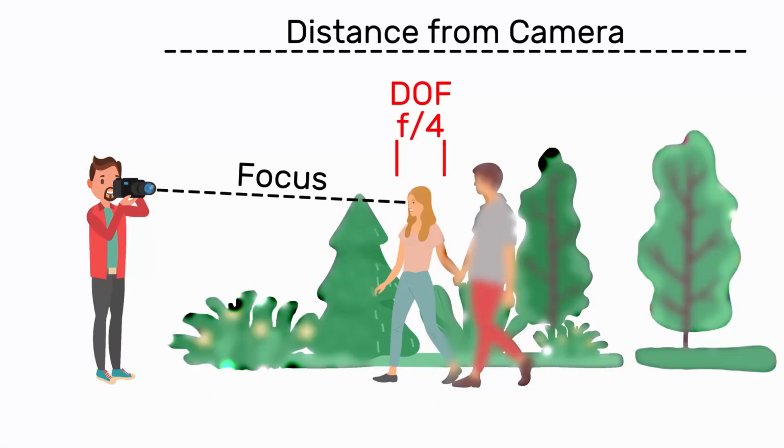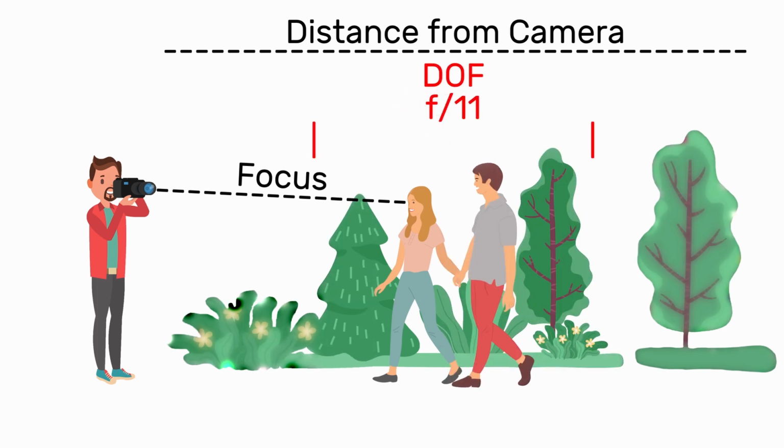The wider your aperture setting, the lower your f-stop number, the less you will have in focus. The narrower your aperture, the larger the f-stop number, the more you will have in focus. Lenses with wider aperture settings like f2.8 and below are more capable of achieving a very narrow depth of field.